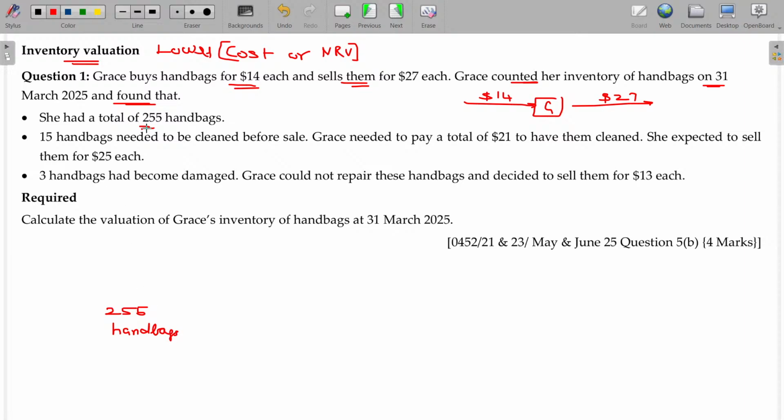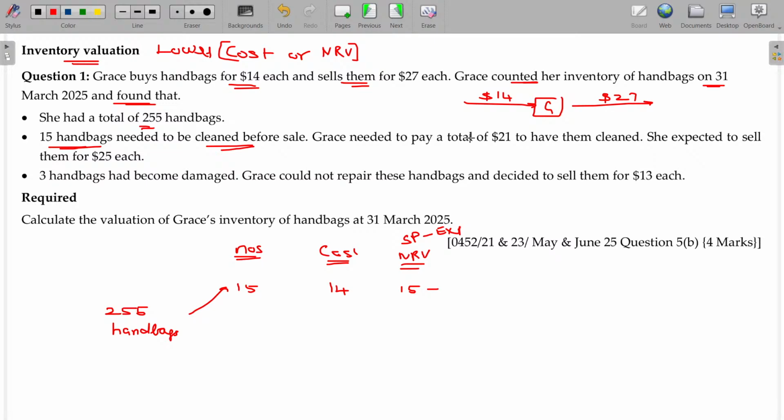Right. 15 handbags needed to be cleaned before sale. Number of handbags that require cleaning. Now what is the cost? Cost being the same 14. What is the NRV? How do you calculate NRV? Sale price minus expenses for selling.